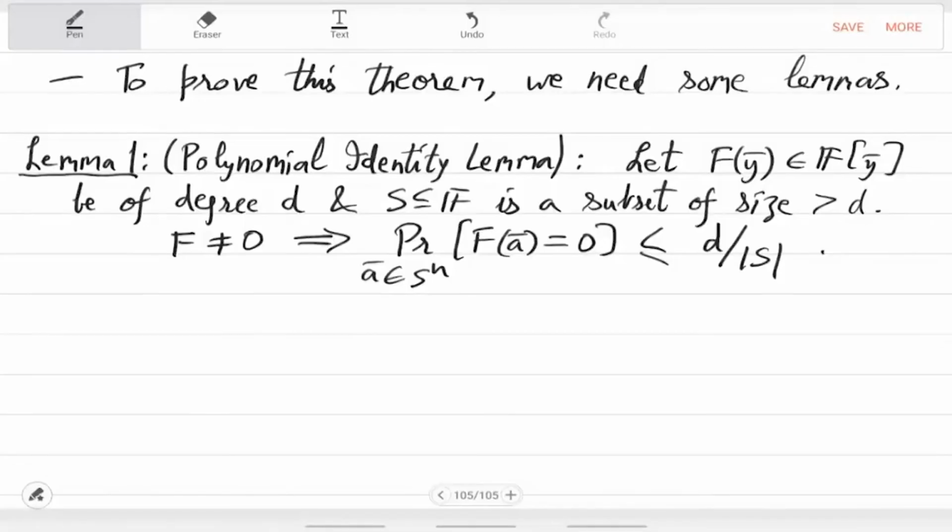Why is the numerator d, why is it d by S? For n equal to 1, this is clear. I am saying that it's true in general. If you don't believe me, then you have to prove it. I think that proof is a question in the assignment, proving this in assignment 3.